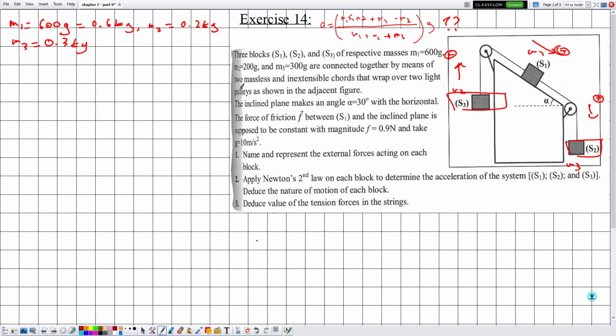They are connected by means of two massless and inextensible cords, which means that tensions are being transmitted equally at the ends of these cords. They pass over two light pulleys as shown in the adjacent figure, so the masses of the pulleys are neglected. The inclined plane makes an angle alpha equal to 30 degrees with the horizontal. The force of friction F between S1 and the inclined plane is supposed to be constant with magnitude F equal to 0.9 newtons, and take g equal to 10 meters per second squared.